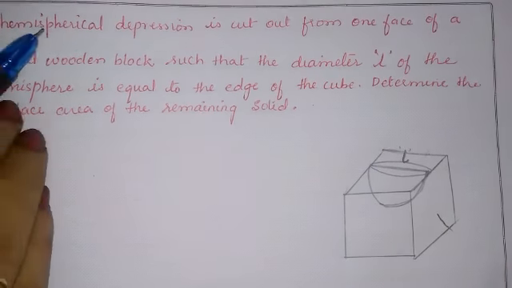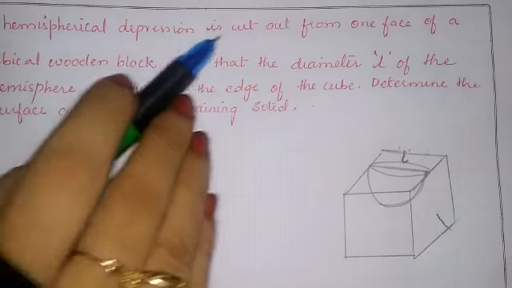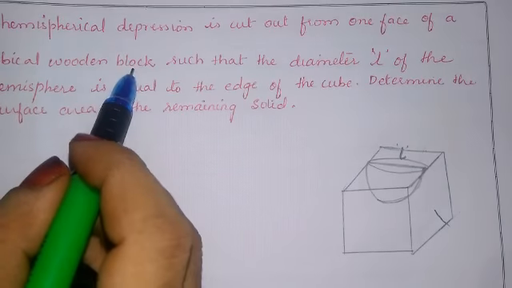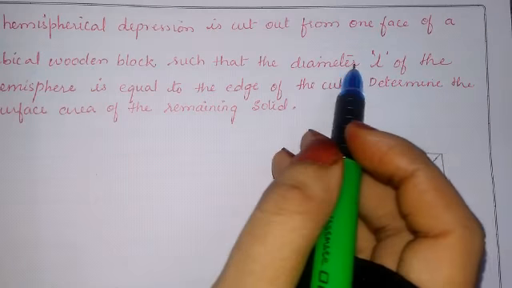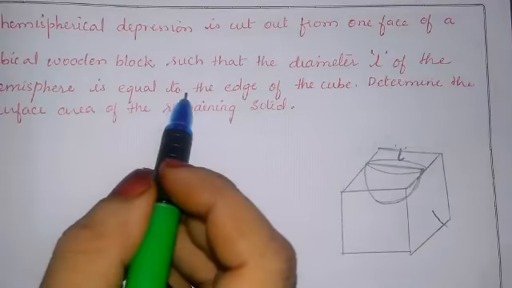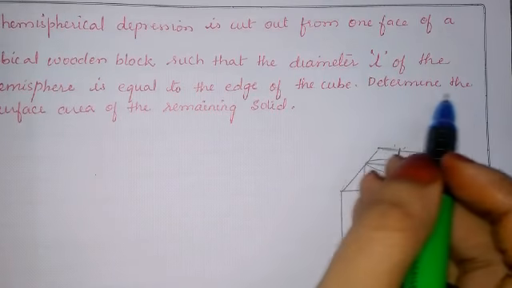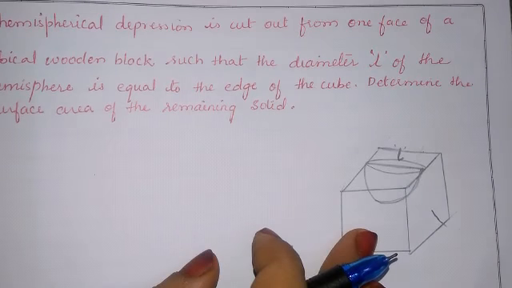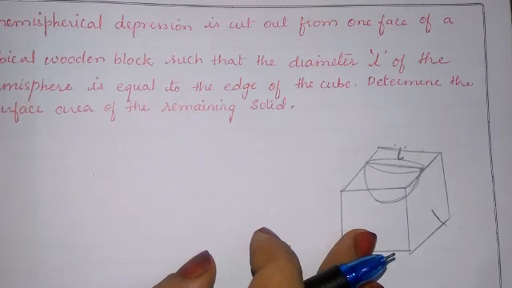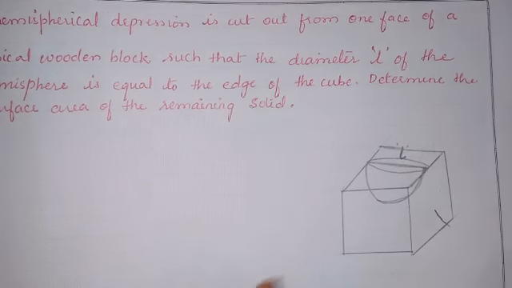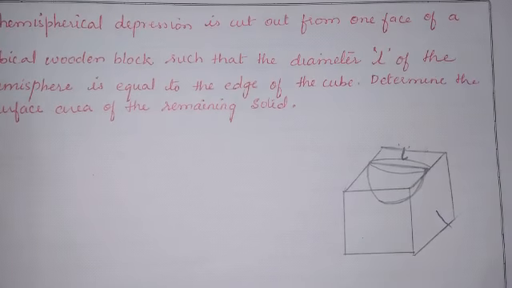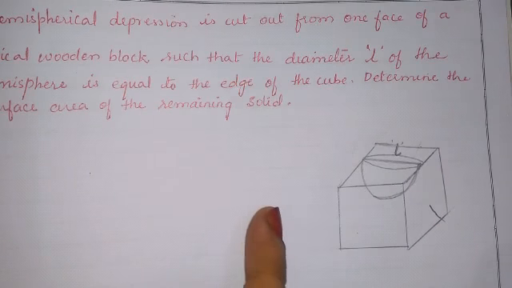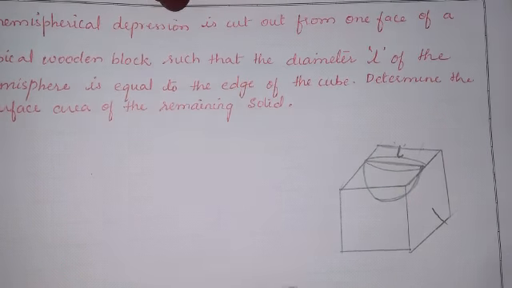A hemispherical depression is cut out from one face of a cubical wooden block, such that the diameter L of the hemisphere is equal to the edge of the cube. Determine the surface area of the remaining solid. Exactly the same as the previous problem. It is exactly like the fourth problem, but there we had a hemisphere surmounted, and here a hemispherical depression is cut off.